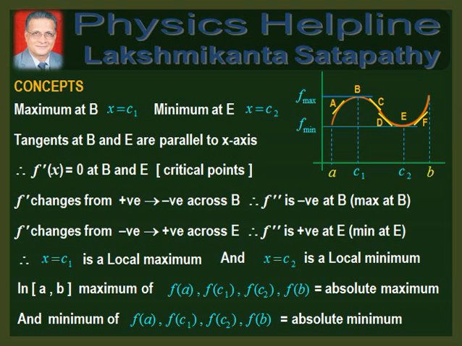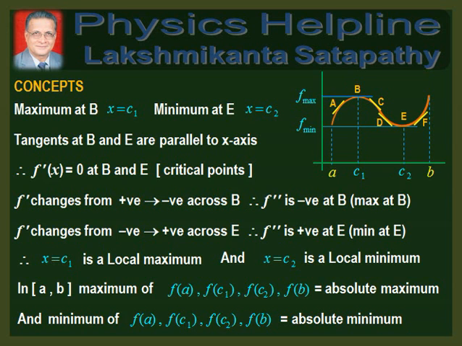We observe that the tangents to the curve at both B and E are parallel to the x-axis, which implies that f dash x is equal to 0 at these points. These are the critical points to be examined.